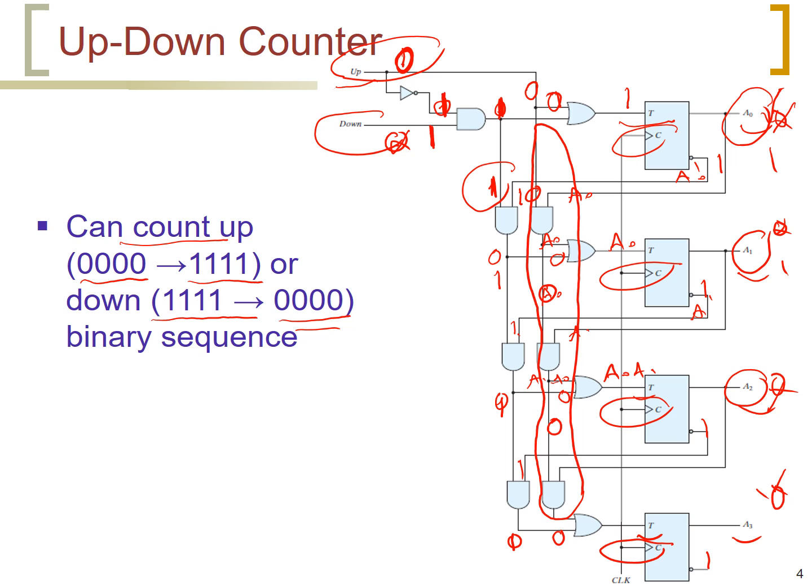So the countdown goes from 0, 0, 0, 0 to 1, 1, 1, 1, and after 1, 1, 1, 1, it will go to 1, 1, 1, 0, which means in the next count pulse, this only will change from 1 to 0, and so forth. It will go to 1, 1, 0, 1, 1, 1, 0, 0, and so on. We continue. So this is the up-down counter using T flip-flops.